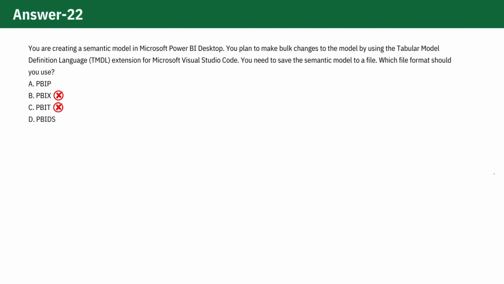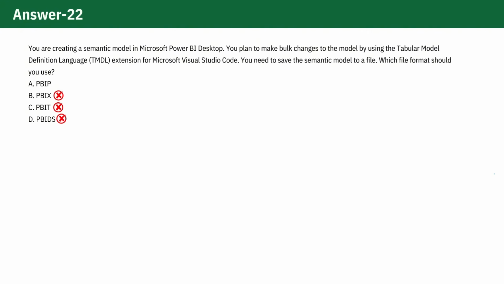Option D. PBIDS. This file format is used for Power BI data source files. It defines the data sources and their connection details, but does not contain the data model or report elements. PBIDS files are not intended for semantic model modifications or bulk editing. Therefore, it is incorrect.